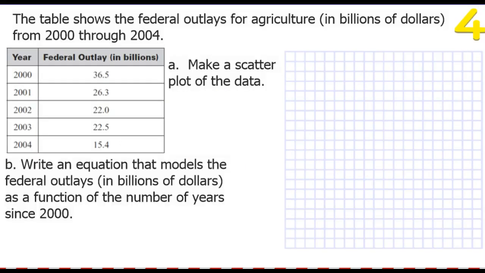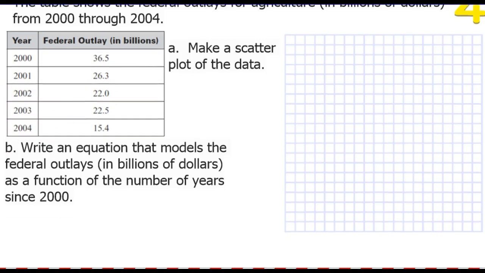Alright, our next problem says the table shows the federal outlays for agriculture in billions of dollars from 2000 to 2004. Make a scatter plot of this data. So for our scatter plot, our years are going to be our x, and our federal outlay is going to be our y. I'm just going to use the years from 2000. So our 2000 is going to be 0, 2001, 2002, 2003, and 2004.